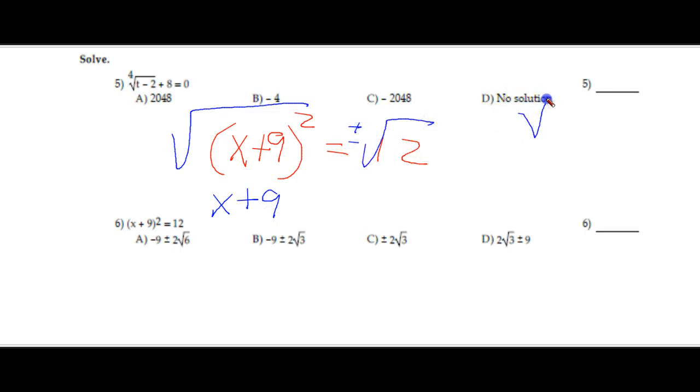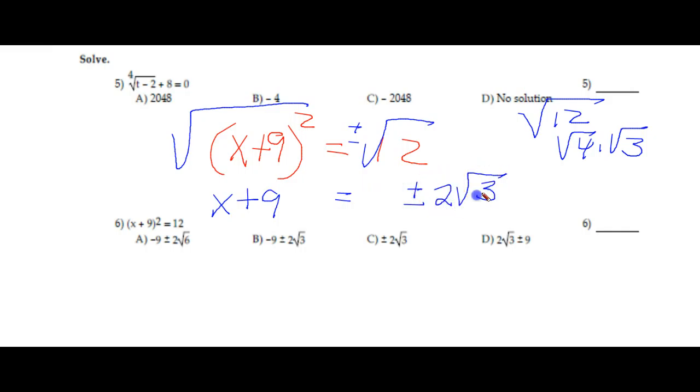Now we have to remember that the square root of 12 is the square root of 4 times the square root of 3. And the square root of 4 is 2. So this will become plus or minus 2 the square root of 3. Now we transpose the 9 as a negative 9, and it disappears from that side. And there's your answer. And isn't that the easy way to do it? So it's going to be negative 9 plus or minus 2 the square root of 3. And it looks like it's letter B there.